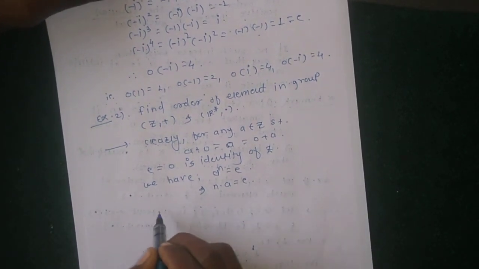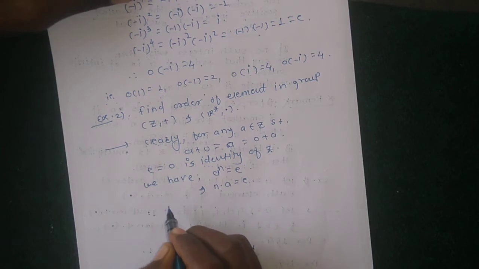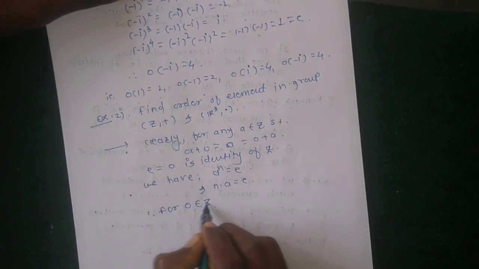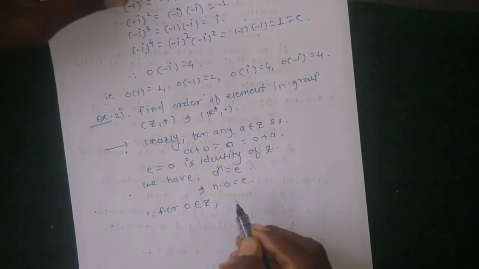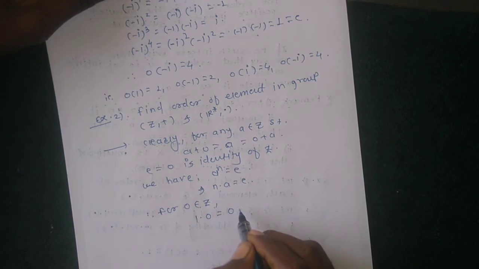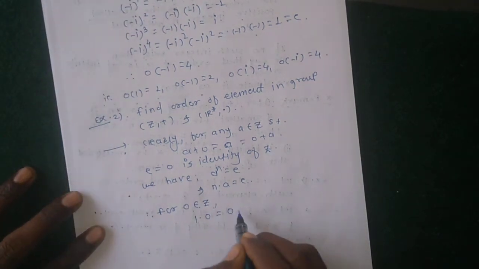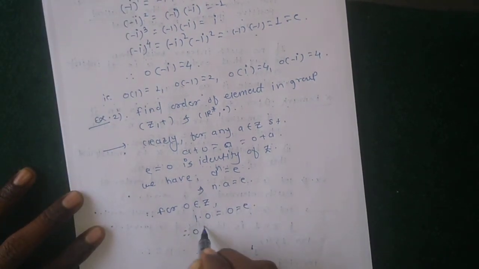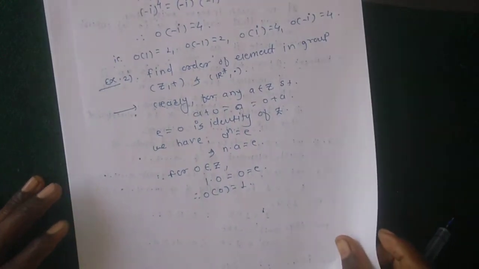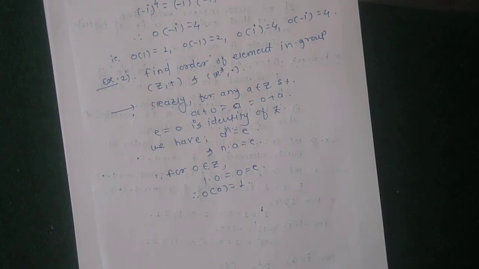Okay, therefore for 0 belongs to the set of integers Z, 1 into 0 equals 0. This is the identity. Therefore the order of 0 equals 1.